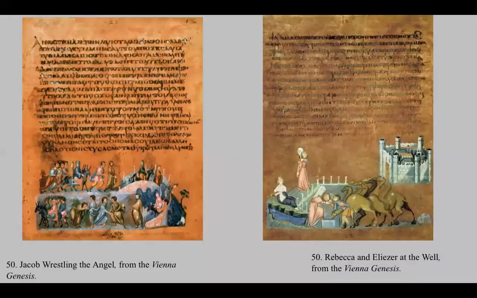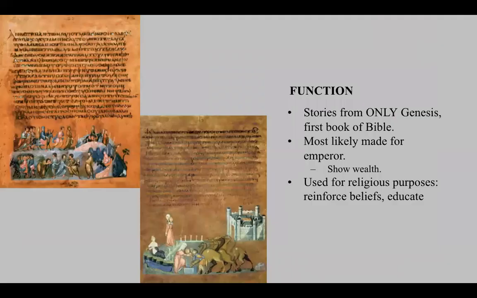Okay, so we have some other Christian imagery. We have two images in image 50 from the Vienna Genesis. We have Jacob wrestling the angel, and we have Rebecca and Eliezer at the well. Okay, so function. These are stories from Genesis. Notice this is not the whole Bible. The Bible would be all the different books of the Bible. This is just stories from Genesis, the first book of the Old Testament.